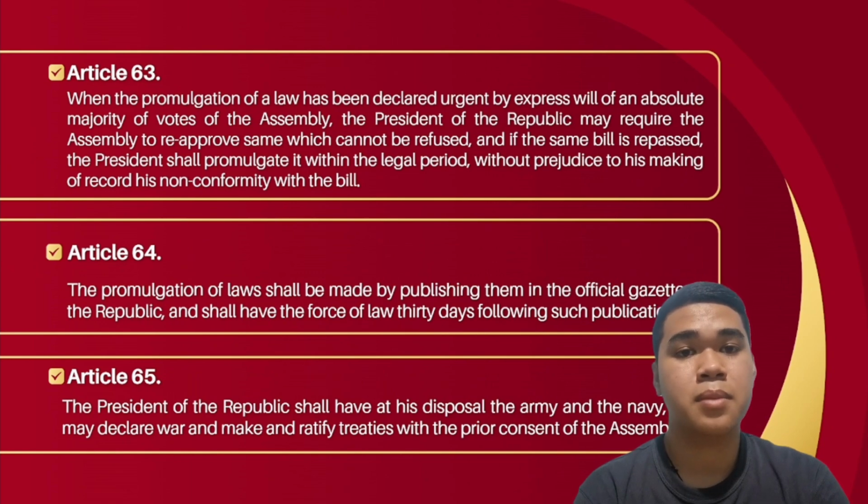If the assembly by an absolute majority vote declares that a law needs to be promulgated urgently, this designation must be respected. The president may request that the assembly reapprove the urgent law. The assembly is required to comply with this request and cannot refuse. Even after promulgating the urgent law, the president can record their objections or disagreements with the bill.